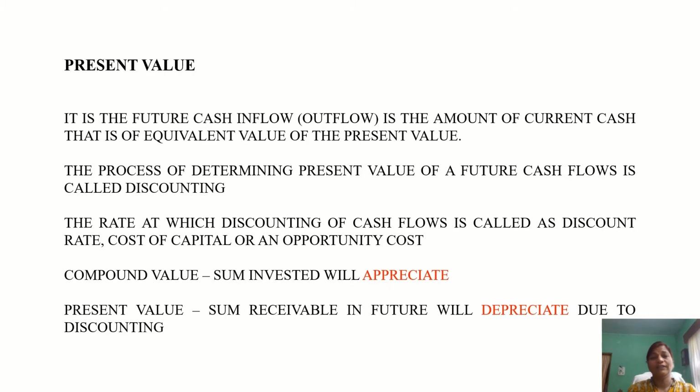Now, what is the difference between the compound value and the present value? When you see the compound value, as we have seen earlier, the sum is getting appreciated. For example, if you take simple interest, say 1 lakh of rupees has been deposited, when you calculate simple interest, you will get principal plus interest. That is what we are saying, that it is getting appreciated. But when we talk about present value, we are going to calculate the depreciating value of the future cash inflows.